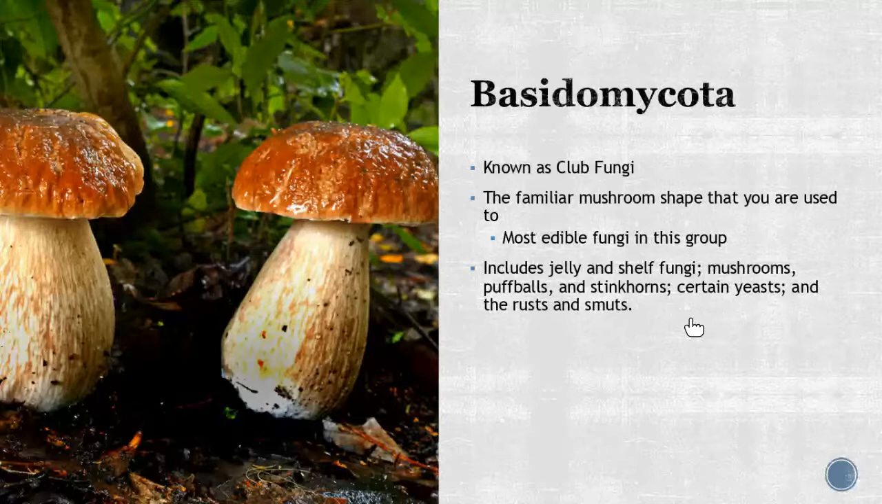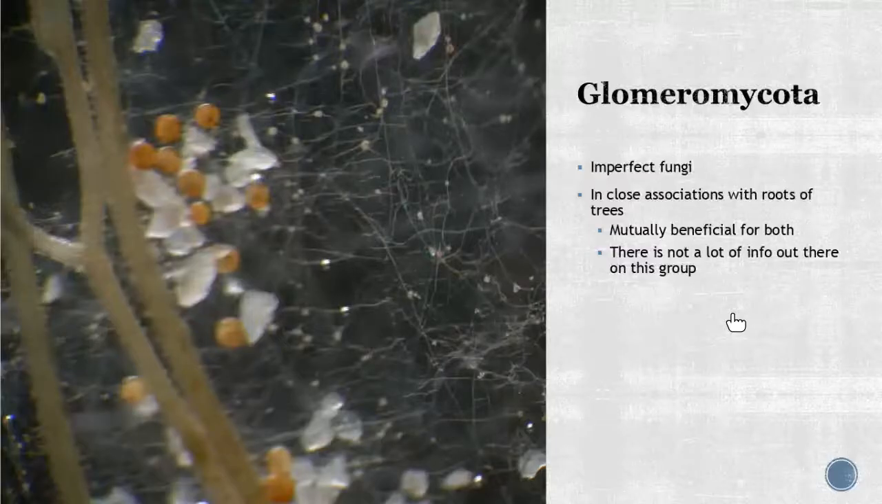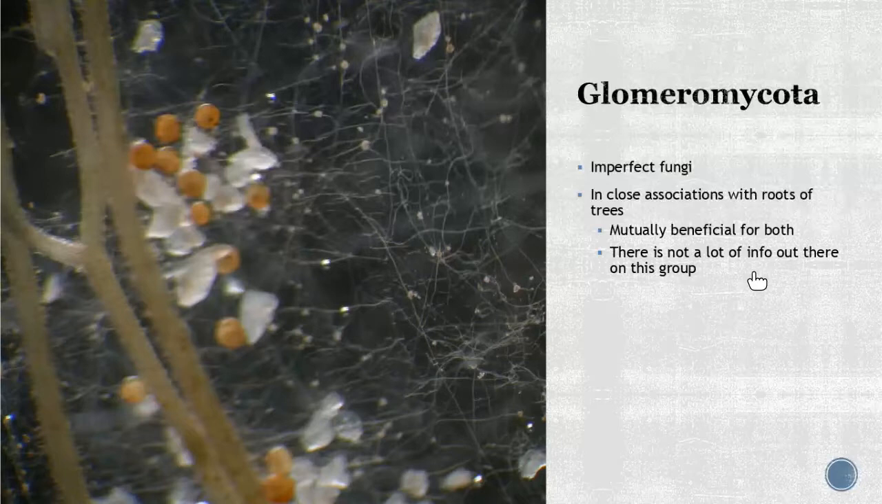And the Glomeromycota, the imperfect fungi, fall into this group, and this is one of the best images I could find of them. They are in close association with roots of trees, so they have this mutually beneficial relationship with them. So the tree will give them some nutrients, they give some nutrients to the trees. Like I mentioned right here, there's not a lot of information out there about this group.